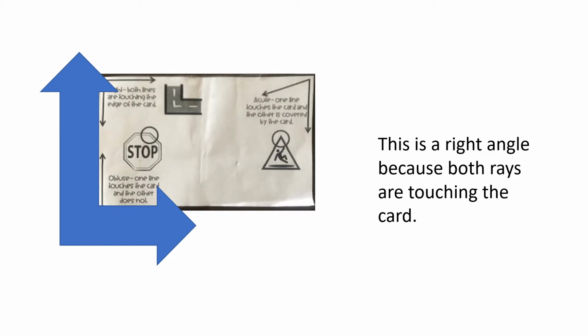Okay, now when you have both rays lining up exactly with your card, that makes it a right angle because both rays are touching the card. It is important when you use a square corner to always line up the corner with the vertex of your angle.